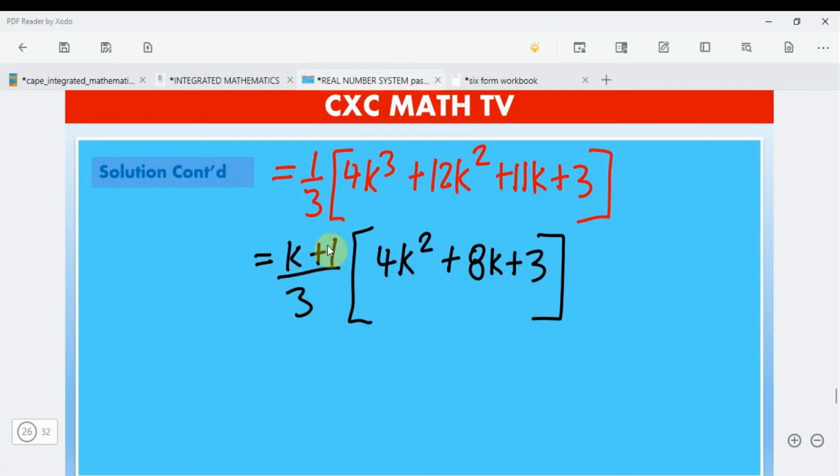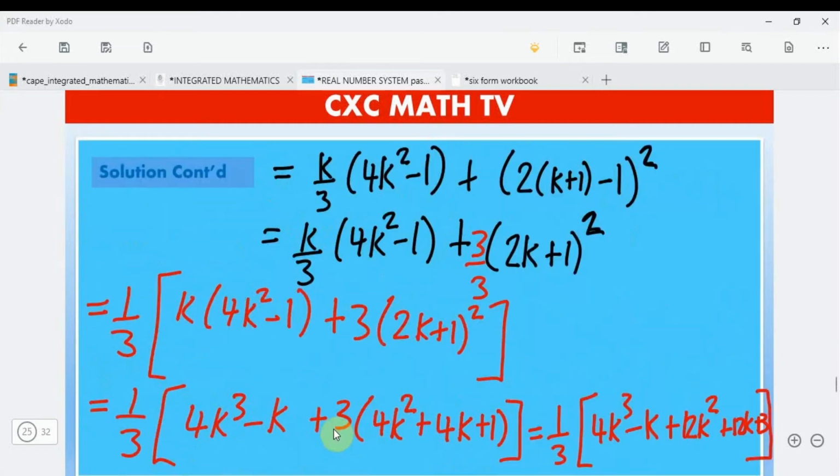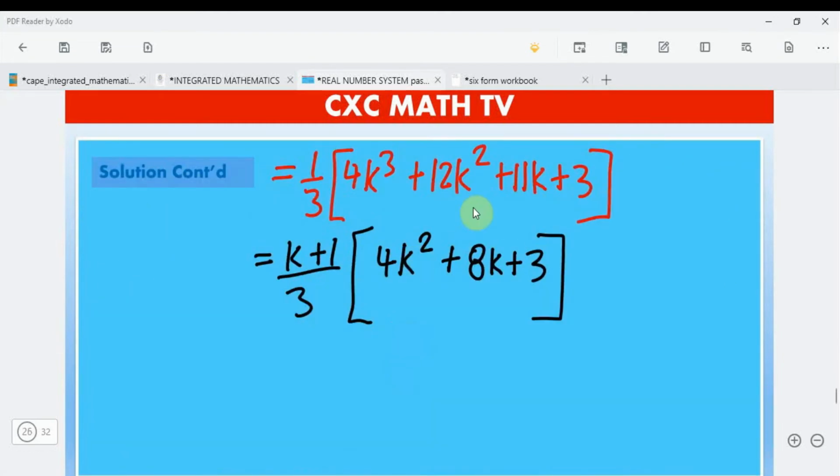That's all we did. Now that we do our polynomial division, remember what we're working towards. We're working towards getting this, right? 4 times (k plus 1) all squared minus 1. So guess what we're going to need to do? We're going to need to complete the square, yes.